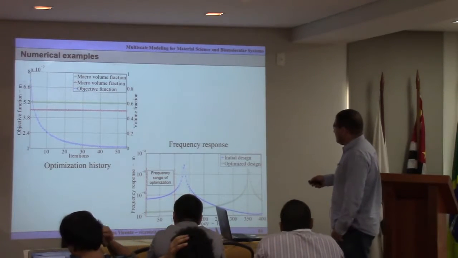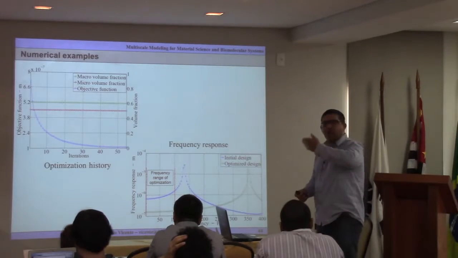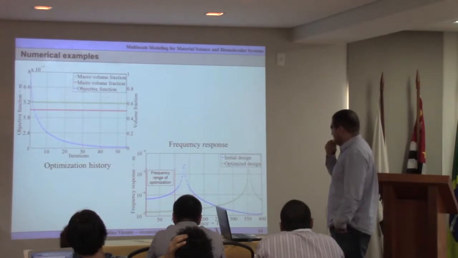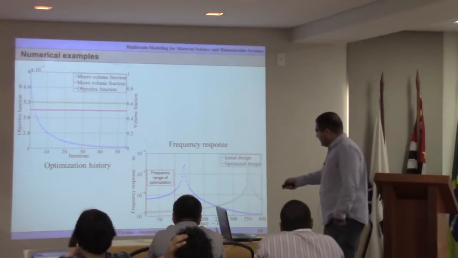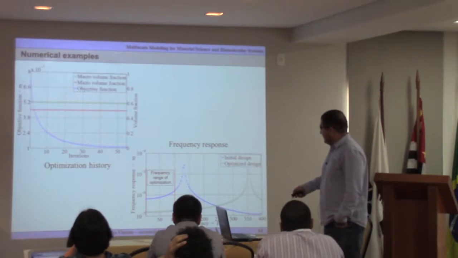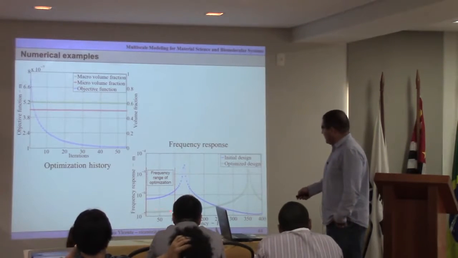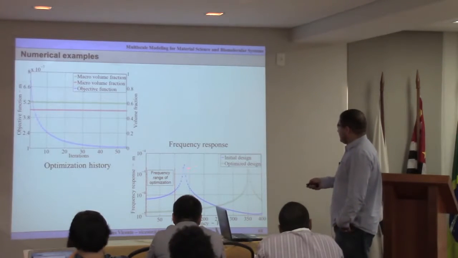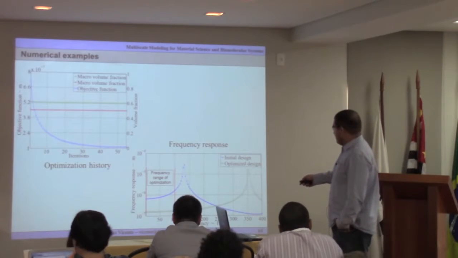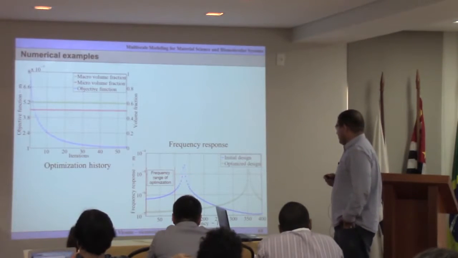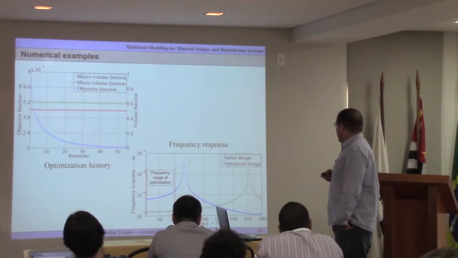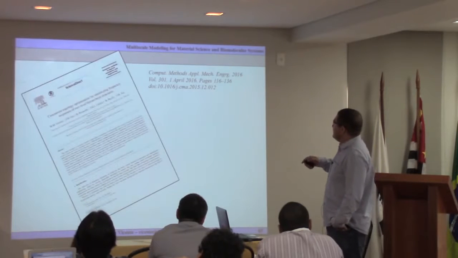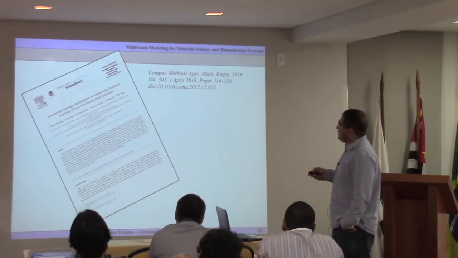And the frequency response: because the external load is harmonically applied, we can see here the frequency range we want to minimize. The initial guess design has this frequency response, and the final design has this response. We can see that the first natural frequency was increased from close to 100 hertz to more than 350 hertz. The result was published this year in Computer Methods in Applied Mechanics and Engineering.